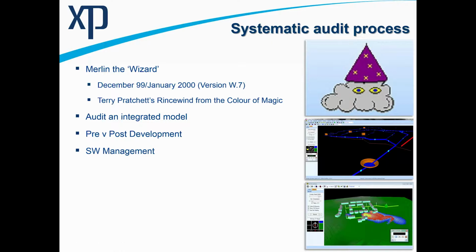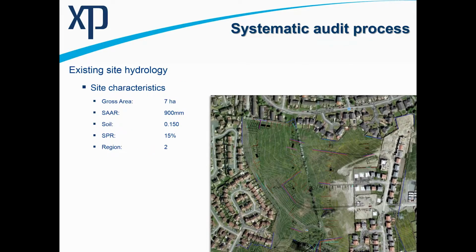The start of the process, we need to understand the existing hydrology. So the site that we've been using pretty well consistently throughout the webinar series I've got shown here. The gross area of the site is about 7 hectares. The annual average rainfall is 900 millimeters in a year. The soil condition underneath, 0.15 soil index. So this is a relatively free draining site.